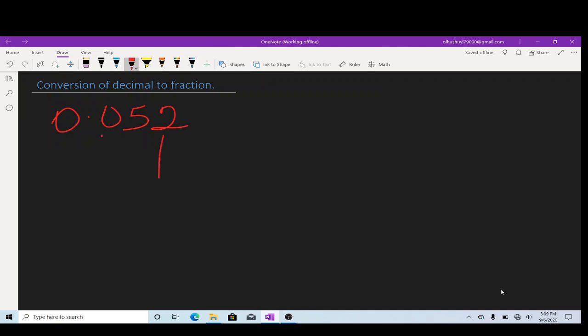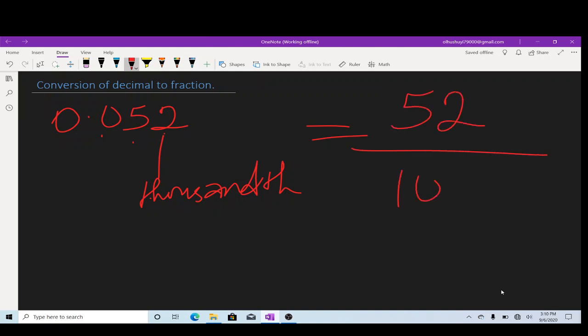What's the place value of this? This is tenths. This is hundredths. This is thousandths. So this is 2 thousandths. So what do you have? It means everything will be over 1,000. That is 52 upon 1,000. So these two zeros, if you have included them here, they are useless. 0052 is still 52. So this is gone. So we are having 52 divided by 1,000.